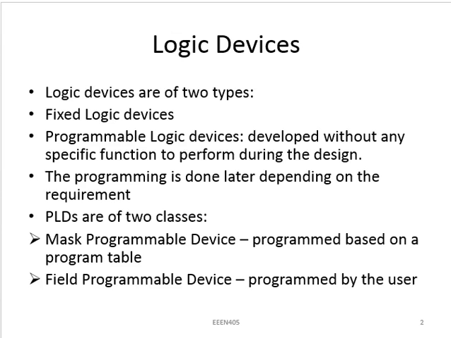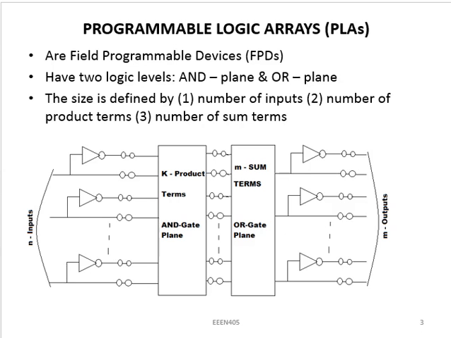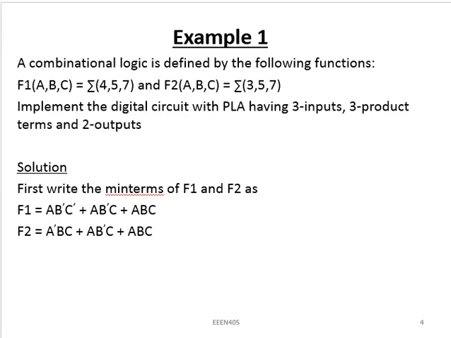And as we usually do, we are going to look at examples that will make the explanation very clear for us to understand. Example number 1 says a combinational logic is defined by the following functions: f1, which is a function of ABC, and the minterms include 4, 5, and 7. f2, the same function of ABC with 3, 5, and 7 as the minterms. And we are instructed to implement the digital circuit with PLA, that is programmable logic array.